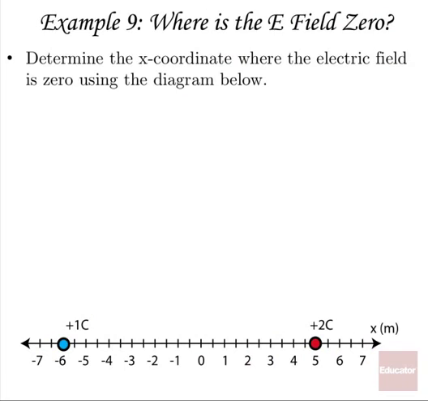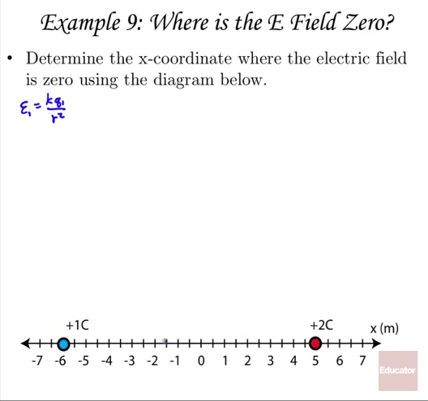All right, let's take a look at another problem. Determine the x-coordinate here on this line where the electric field is 0 using the diagram below. And we've got a plus 2 coulomb charge here on the right and then a plus 1 coulomb charge here on the left. Going to follow the same strategy again. Let's take a look at the electric field due to that blue charge. We'll call that E1. That will be kQ1 over r squared.